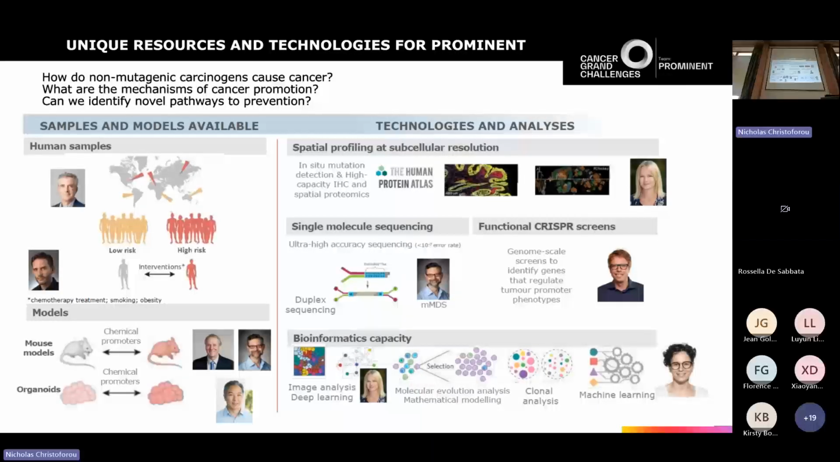Calvin Liu's doing a lot of organoid work. And then Nuria Lopez-Bigas is really leading much of the sequencing and computational aspect of the project.